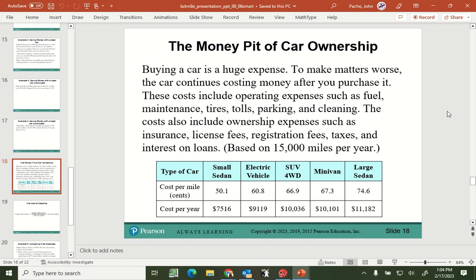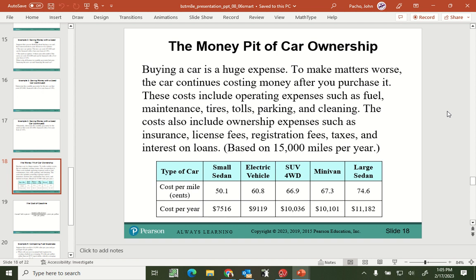So, money pit: car ownership. Buying a car is a huge expense. To make matters worse, the car continues costing money after you purchase it. These costs include operating expenses such as fuel, maintenance, tires, tolls, parking, and cleaning. The cost also includes ownership expenses such as insurance, license fees, registration fees, taxes, and interest on the loan. Based on 15,000 miles per year, a small sedan is going to cost you about $7,500 just to operate that vehicle each year.